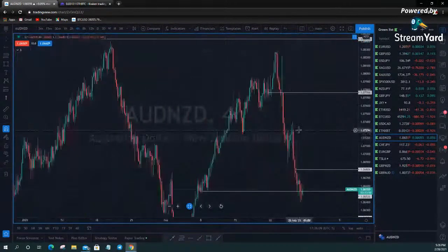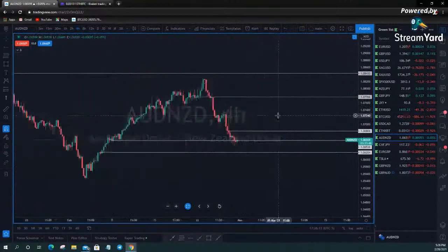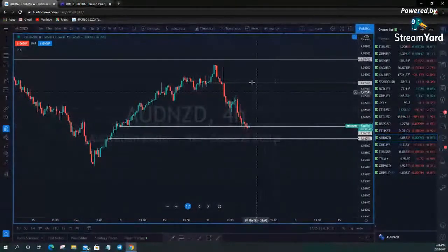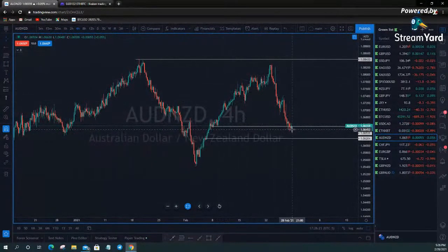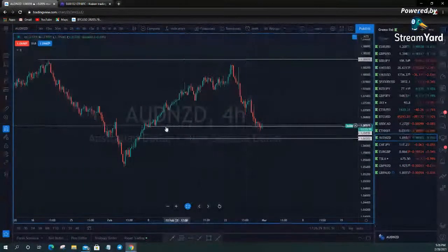So Aussie NZD, I was looking for a trade on this, but I was looking for a bullish entry. I did not get it, and we got some selling. Aussie was weak last week. It got real weak real quick, but the NZD was weak as well. So this asset sold off. You are in an area of support. All right, so let's just give it a day or two and see what happens.